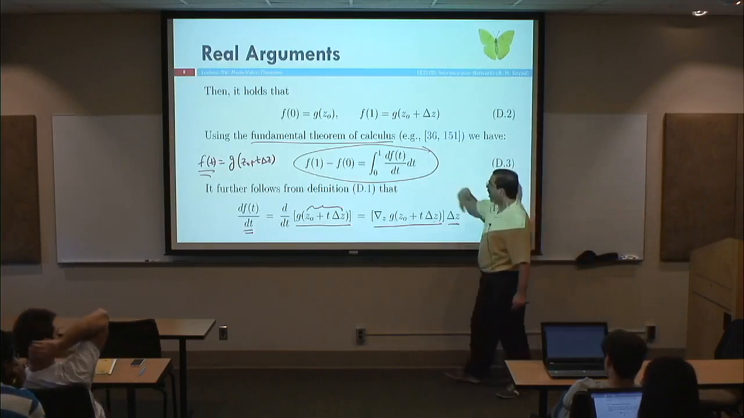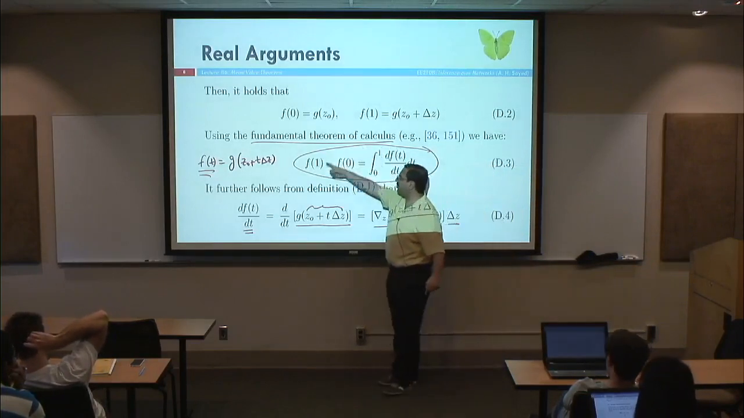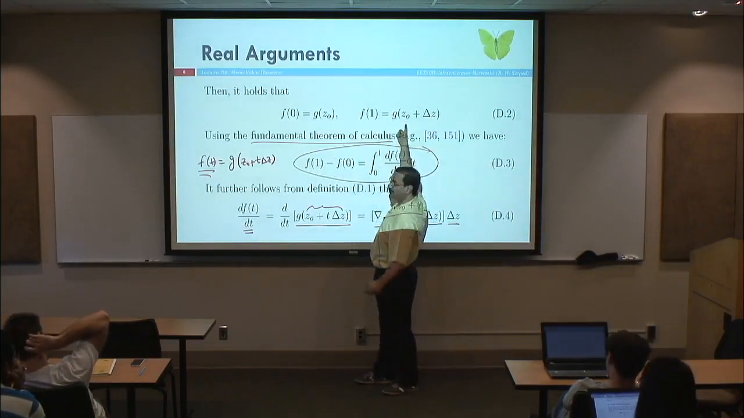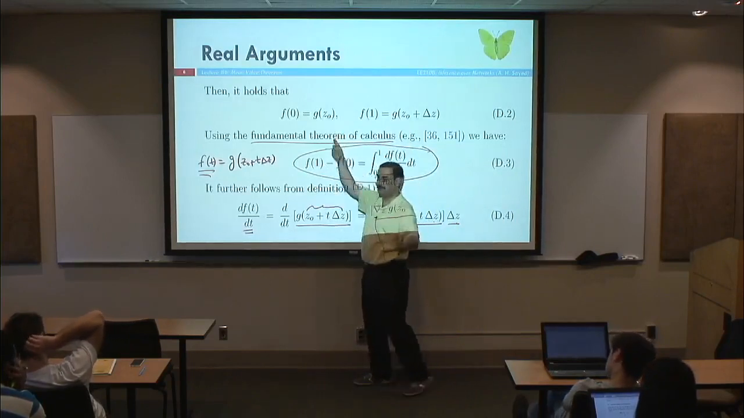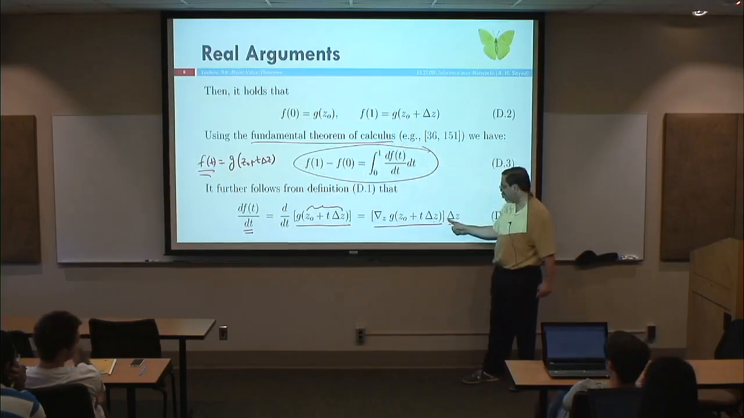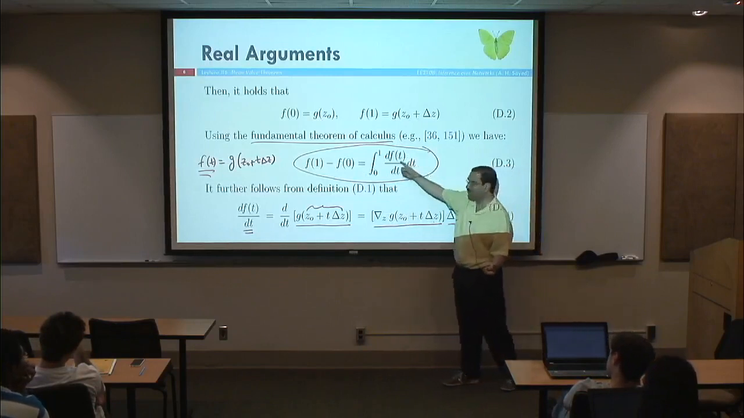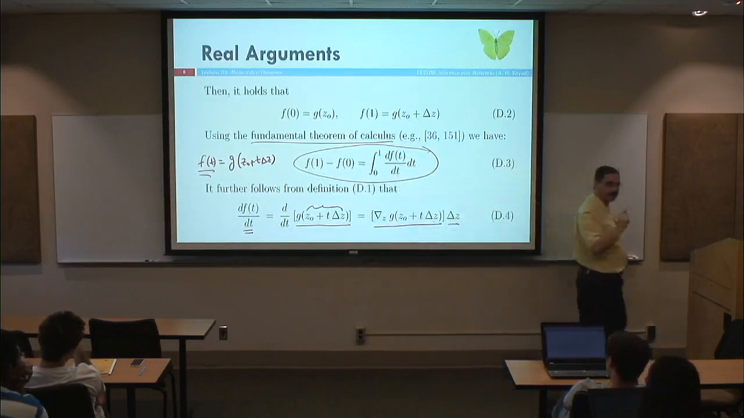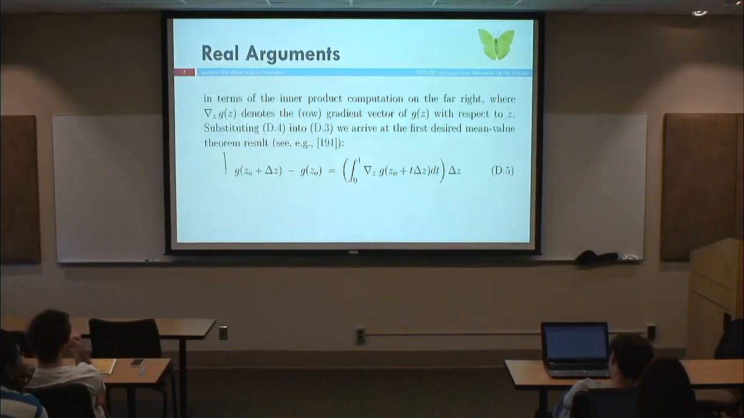Now, why do I do this? Because now I'm going to come back to this fundamental theorem of calculus, replace f of 1 by the endpoint, f of 0 by the starting point, the derivative by the gradient vector. Right? This is a column, delta z is a column, gradient is a row, so this is an inner product, right? A scalar, put it here. I get my first result. Okay, this is my first result, my first mean value theorem.